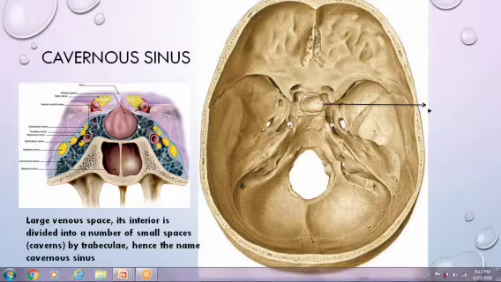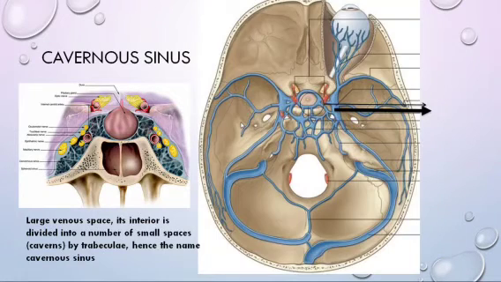So now the cavernous sinus is a large venous space. Its interior is traversed by a number of small spaces, which consist of numerous trabeculae. Hence the name, it is called cavernous sinus. The small spaces are called caverns. The small spaces are produced by the interlacing network of fibers that are called trabeculae. Okay. So now if you see the location of the cavernous sinus, it is situated on either side of the body of the sphenoid in the middle cranial fossa. So this is the cavernous sinus. Okay.